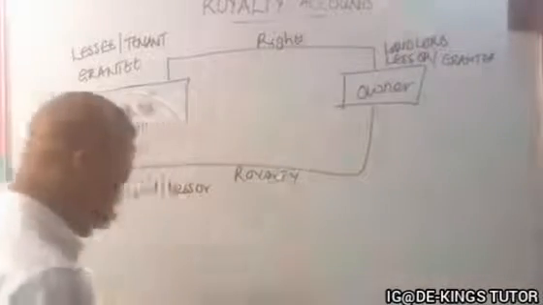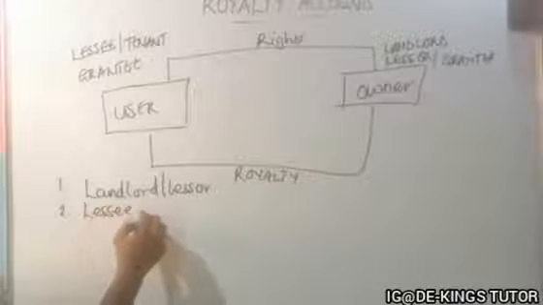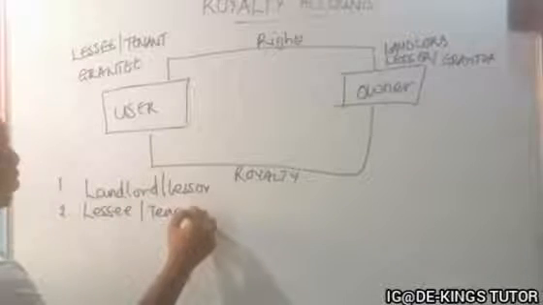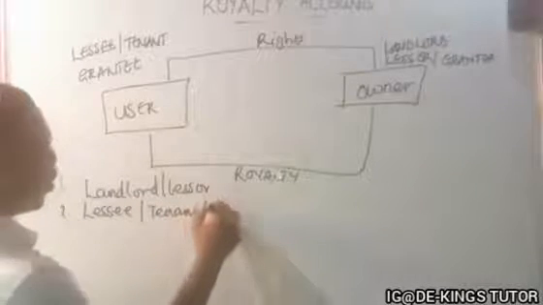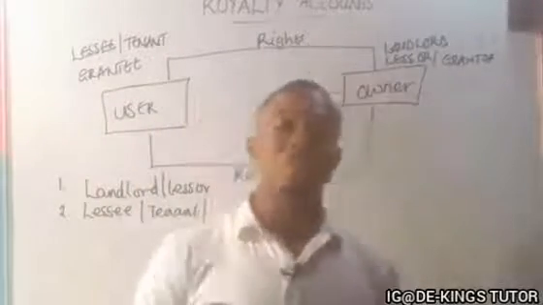The next one is the lessee or the tenant or the user or the grantee. So who is a lessee? The lessee is the user of the rights of the landlord.